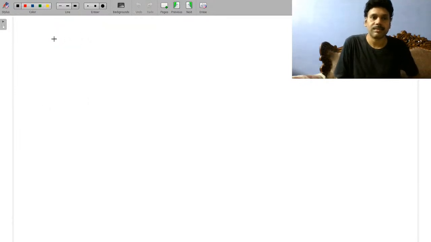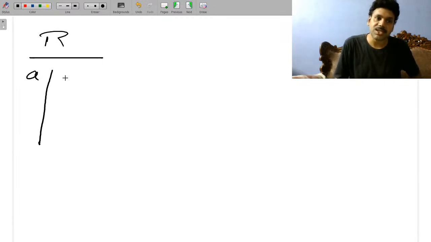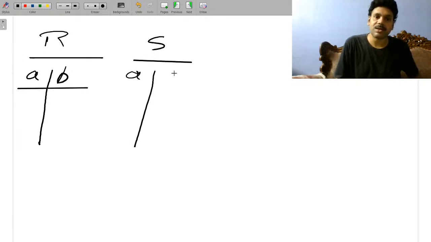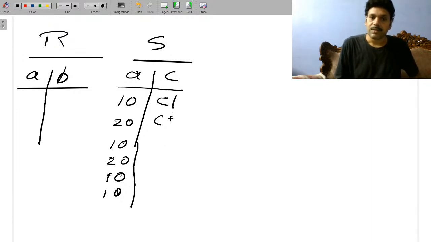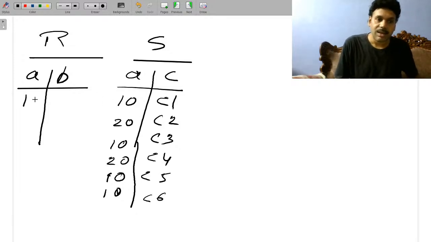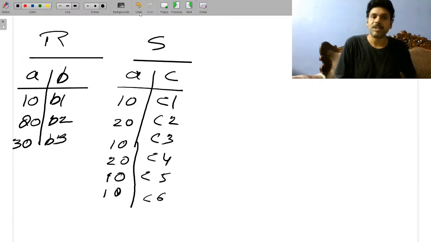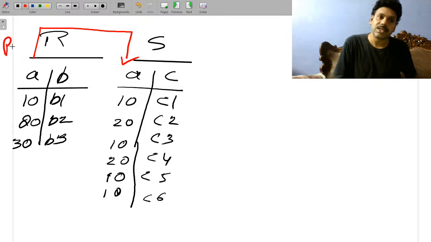That is like this. There is a table R which consists of A, B, and there is a table S which consists of A, C. A values 10, 20, 10, 20, 10, 20, C values C1, C2, C3, C4, C5, C6, and 10 B1, 20 B2, 30 B3. Observe carefully, friends. I am saying this is your primary key, this is your foreign key.